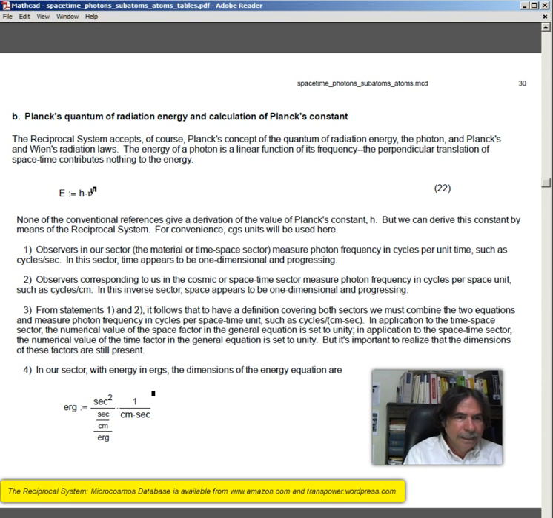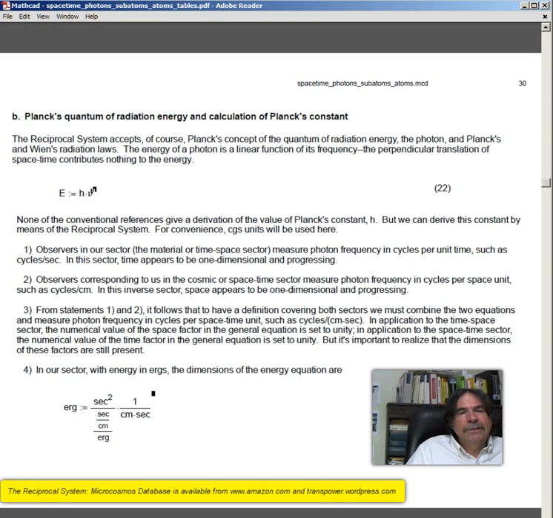Okay, section B, Planck's quantum of radiation energy and calculation of Planck's constant. The reciprocal system accepts, of course, Planck's concept of the quantum of radiation energy, the photon, and Planck's and Wien's radiation laws. The energy of a photon is a linear function of its frequency, the perpendicular translation of space-time, E equals h times nu. None of the conventional references give a derivation of the value of Planck's constant h, but we can derive this constant by means of the reciprocal system. For convenience, CGS units will be used here.